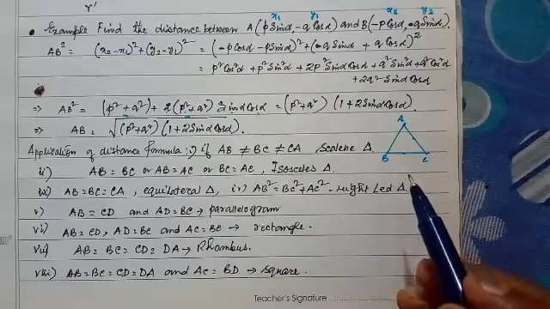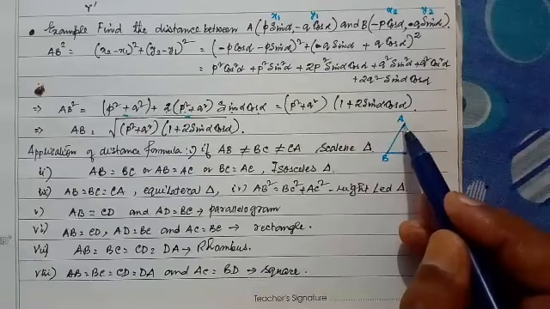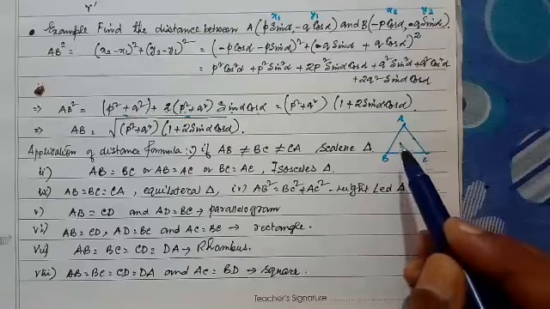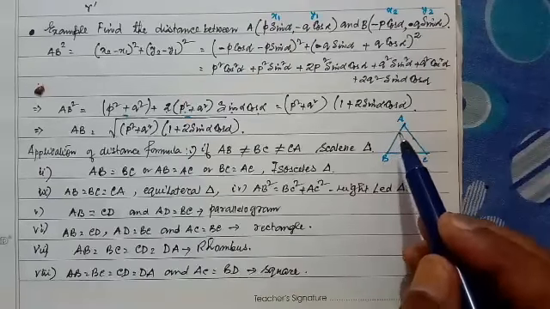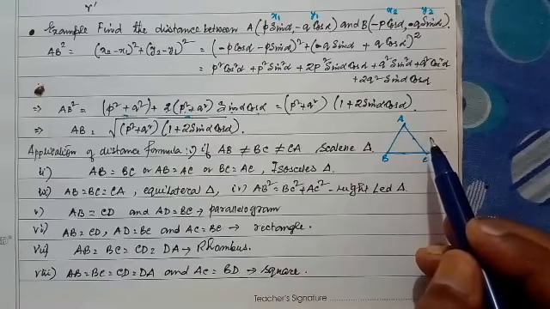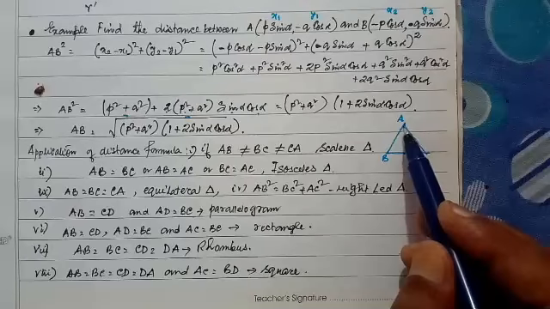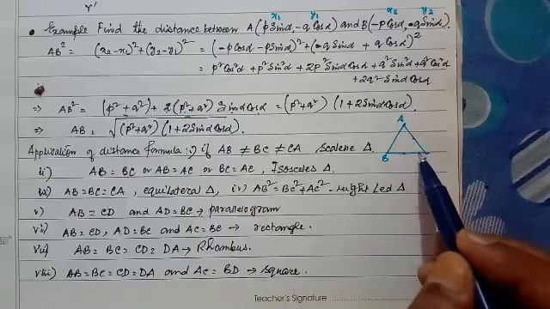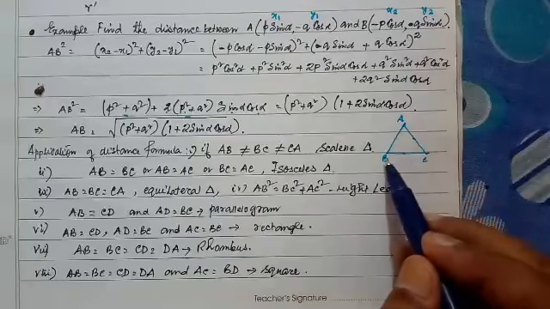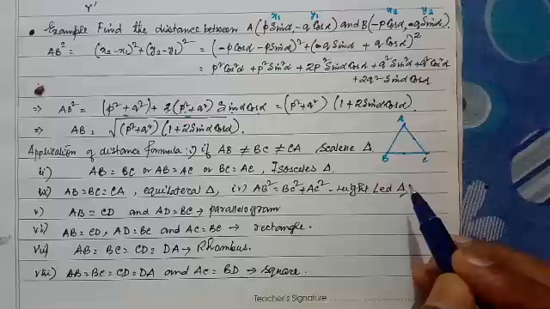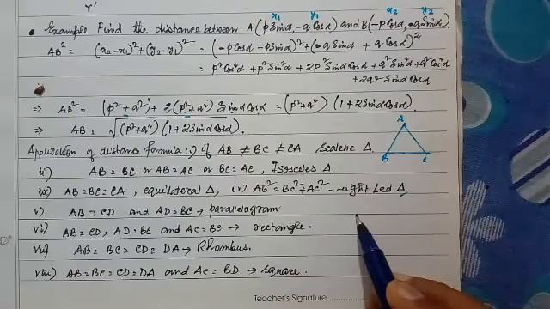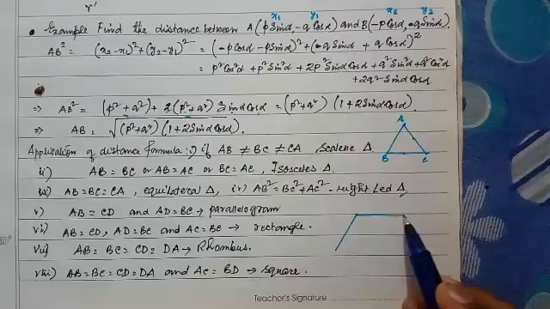Now fourth point, if we see that AB square is equal to BC square plus AC square, that is square of any one side is equal to sum of squares of other two sides, then this is the right angle triangle. That is, if AB square is equal to BC square plus AC square, or BC square is equal to AC square plus AB square, or AC square is equal to AB square plus BC square, then this is the right angle triangle. Now fifth, suppose we are given a quadrilateral.